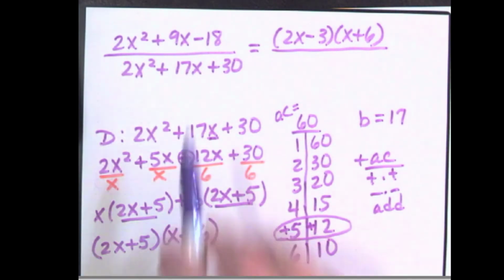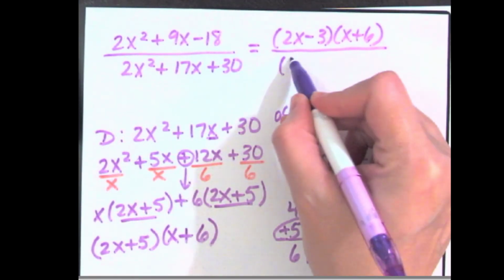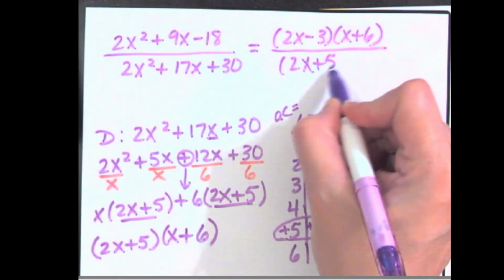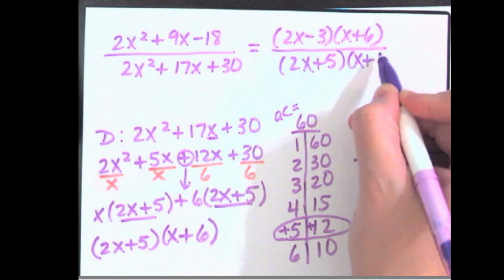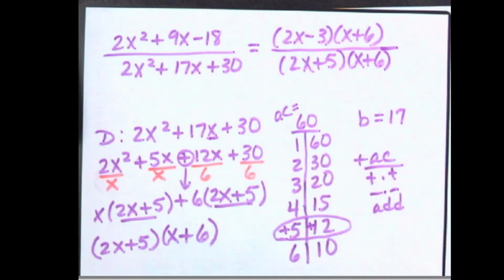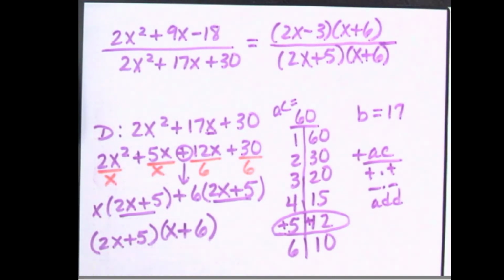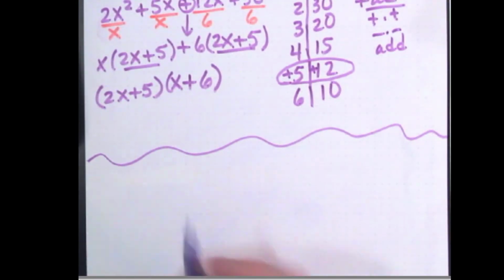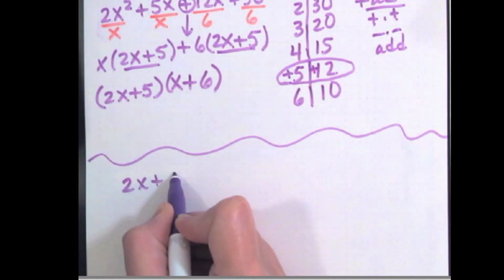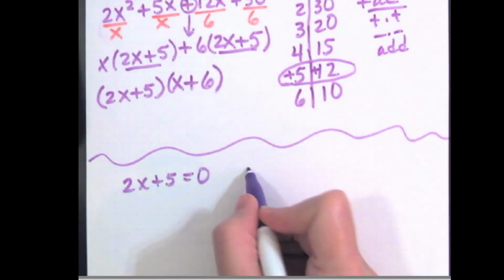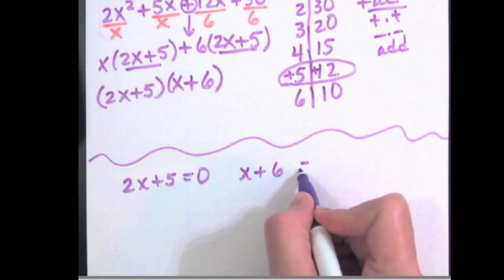Okay, so this is our denominator. So we have 2x plus 5 times x plus 6. Okay, on these we still want to think about excluded values, so we want to take that denominator and set that equal to 0. So I'm going to take 2x plus 5 and set that equal to 0, and then x plus 6 equal to 0.